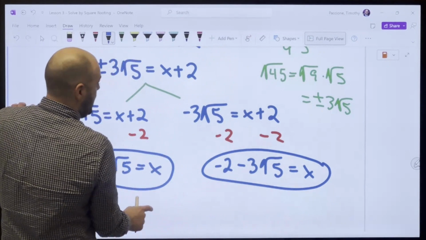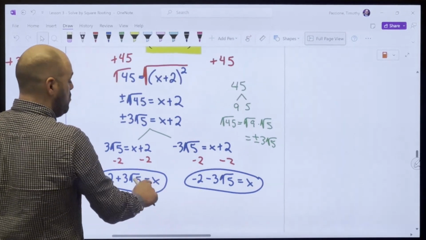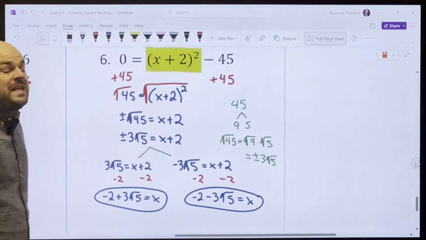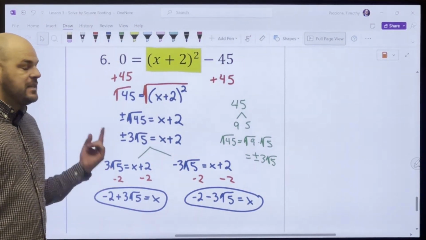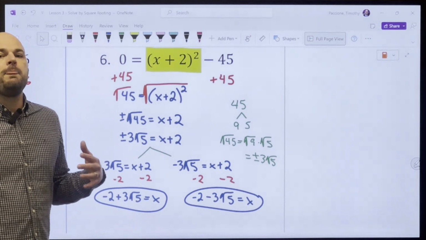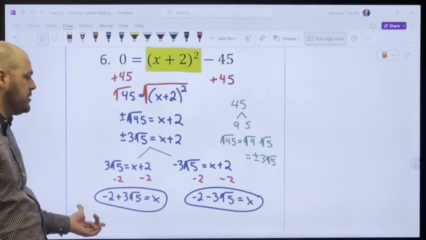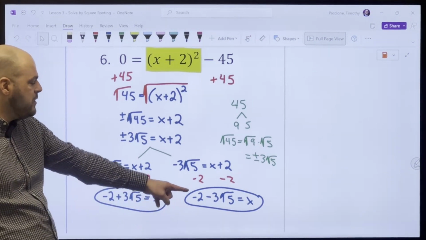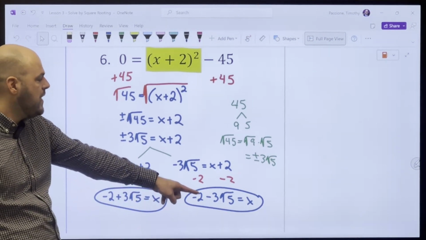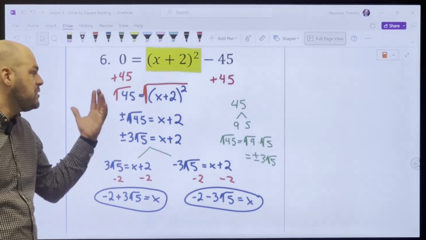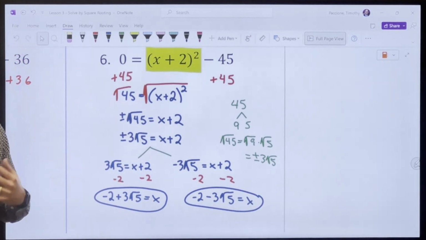And believe it or not, those are the two things that if you plug them into that equation would make it 0. It's not as easy to see that as it was to check our other work, right? Which is all the more reason why we need these strategies to help us find our answers, because there's no way I would have come up with negative 2 minus 3 square root of 5 by looking at that and trying to guess and check, right? So that's why we use these strategies, these procedures to help us, okay?